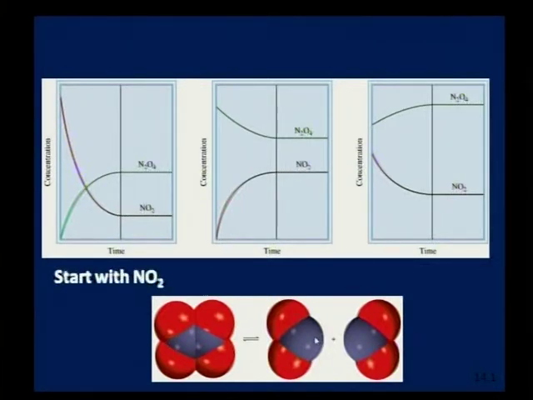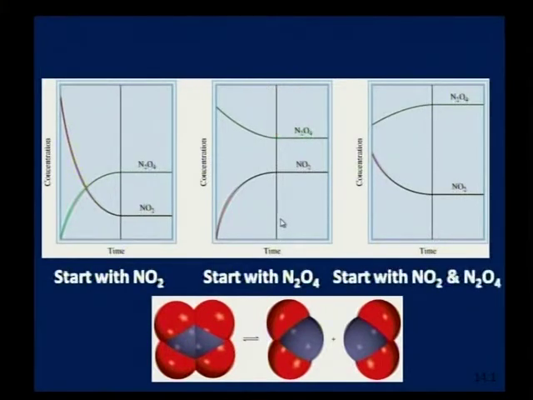Here, in the first reaction, we have started with N2O4. The equilibrium is attained here, and in the second reaction we have started with NO2, which means we have started the reaction with products, and we will get N2O4, and equilibrium is attained at this point. And in the third reaction we have started with NO2 and N2O4 at the same rate, and here the equilibrium is attained.